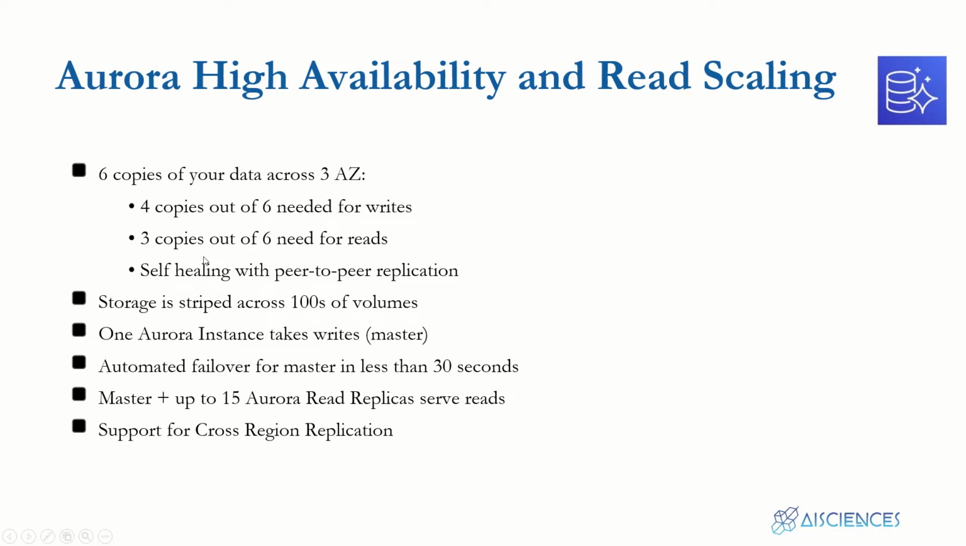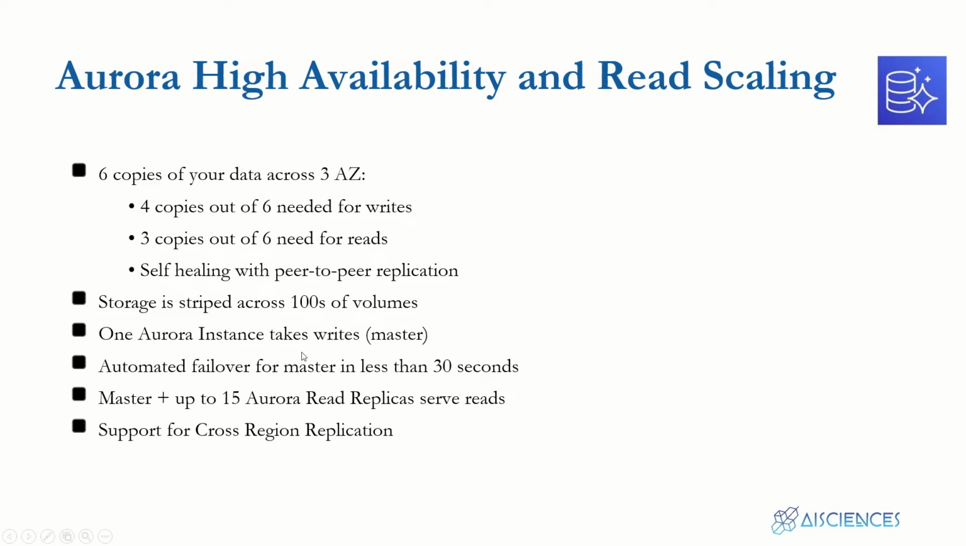And then we have this feature within Aurora which is known as self-healing with peer-to-peer replication. It means that if the data is broken or corrupted or something like that, then it will self-heal by itself. This is a good feature of Aurora with peer-to-peer replication. Now, storage in Aurora is striped across hundreds of volumes, and it's a backend feature of Aurora. You do not have to manage it yourself, but it's for safety purposes. It is stored across hundreds of volumes.